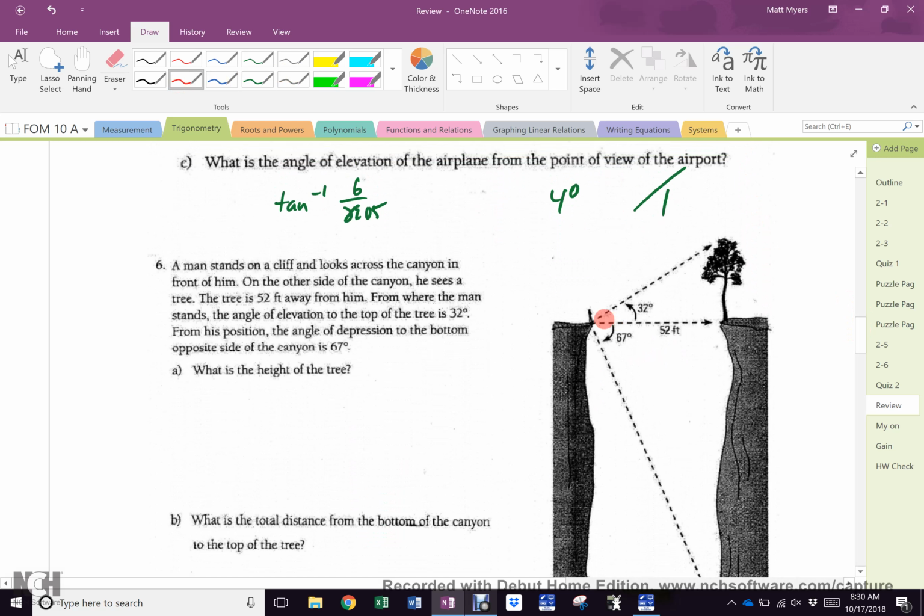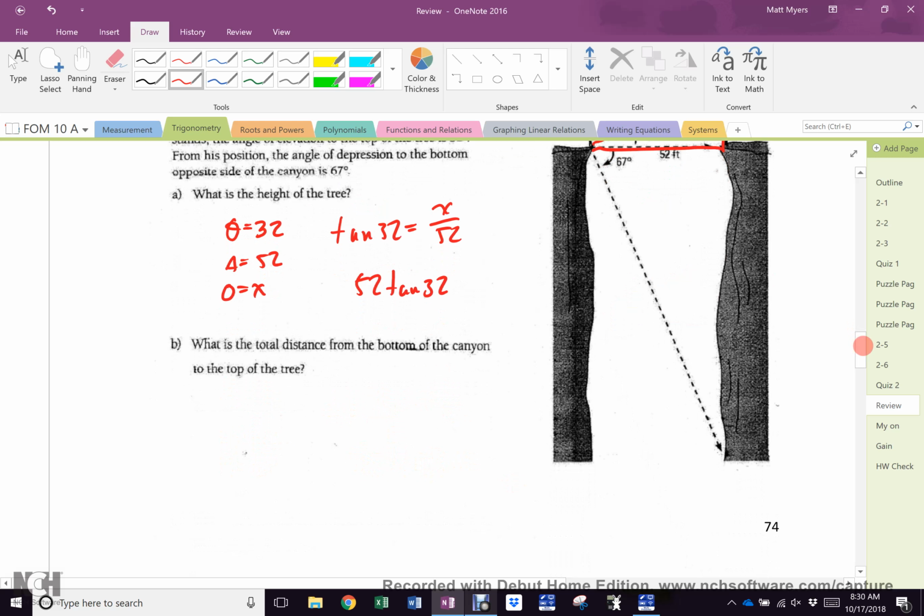This question, 2 triangles. Red triangle tells me the height of the tree. For 1 mark, what do I need? Theta is 32, adjacent's 52. I need opposite, which is x, so what do? Tan. Tan 32 is opposite x over 52. 52 tan 32. And whatever the answer is, I think it's something like 27 feet or something, or meters. I don't remember. 32, terrific. If you did this, and your calculator's in the right mode, you have the right answer.